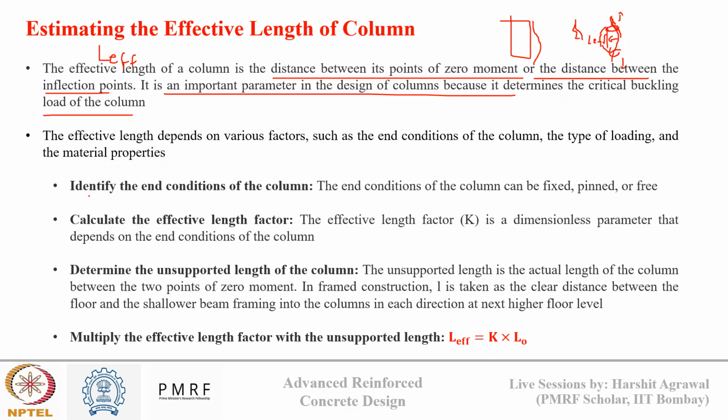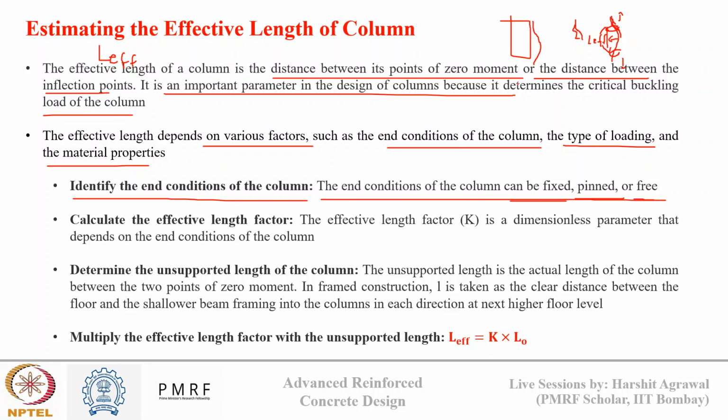This effective length of a column depends upon various factors. It depends upon the end conditions of the column, type of loading, and the material properties also. Now, how do we calculate effective length? For this we first need to identify the end condition of the column, whether it is a fixed support, pinned support, or a free support. For each of these cases, the effective length of the column can change, because it will determine how the column buckling is happening. For each case the buckling behavior of the column will change. So that's why we need to know the end condition of the column.